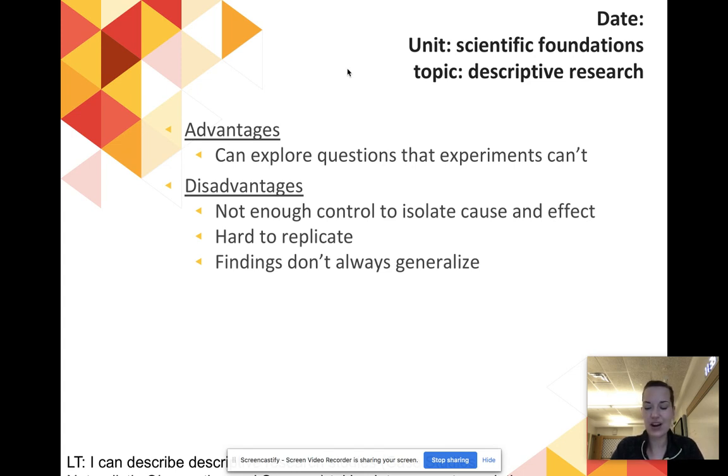But there are a lot of disadvantages. You cannot control the environment or the subject enough in order to figure out cause and effect. At best, you're going to get a correlation, at best, okay? They're almost impossible to replicate.